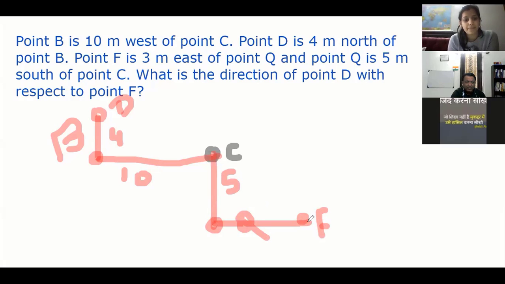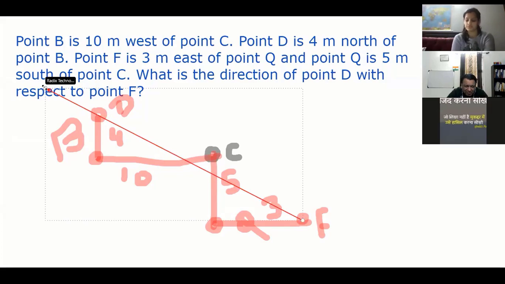And this is 3 meter. I wrote the direction and distance also. So you got the distance. We don't know some distances here, but we got everything now. Read the question now. Direction of point D with respect to point F. So with respect to point F, the direction is northwest. This is right. Northwest, very easy. Thank you, Shubhi. Everyone got northwest.